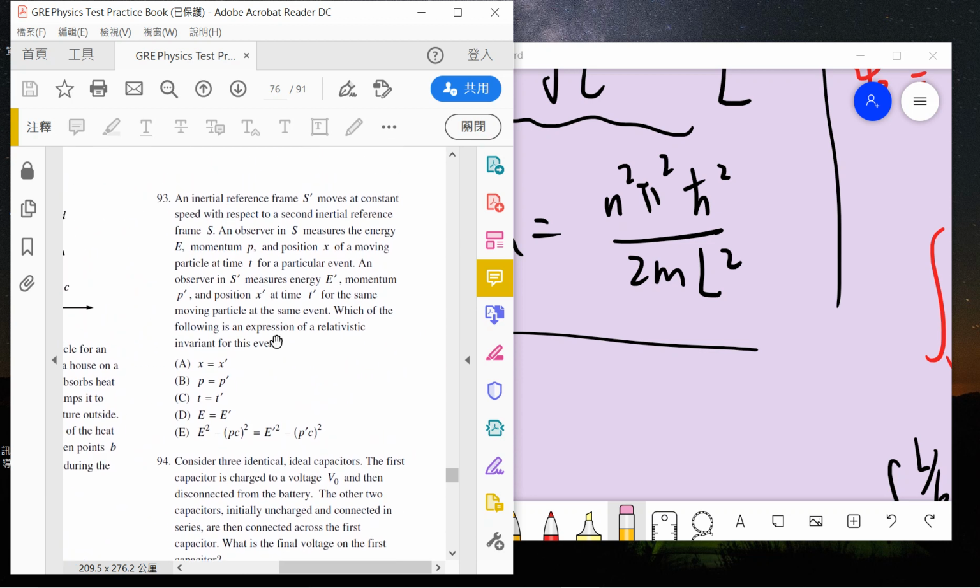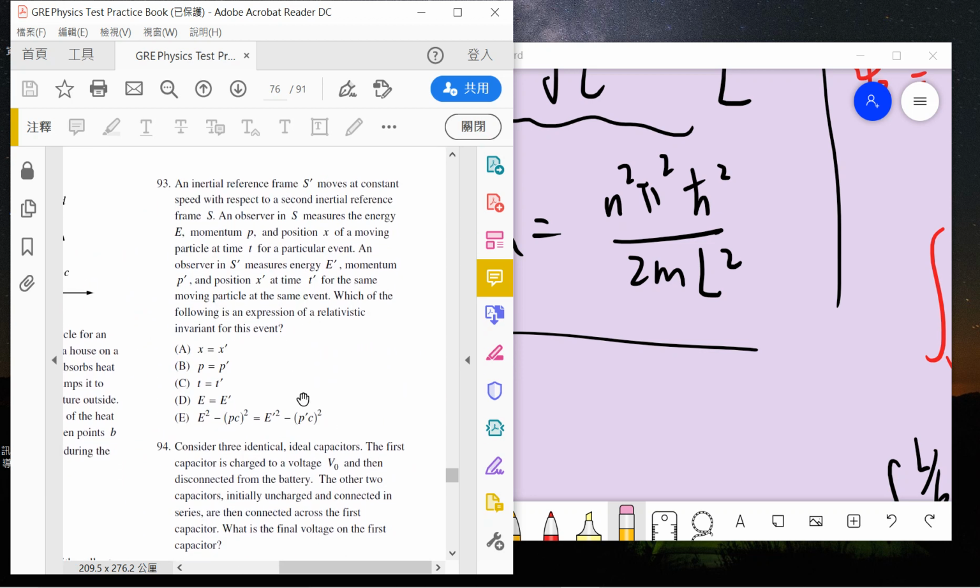Okay, so 93. You don't have to see any problem or any relation, you already see it. Basically, it's asking about the special relativity and which one is invariant. The answer is E.